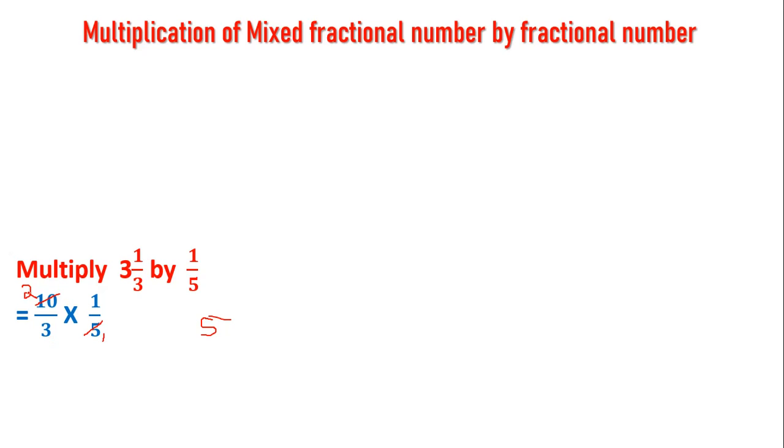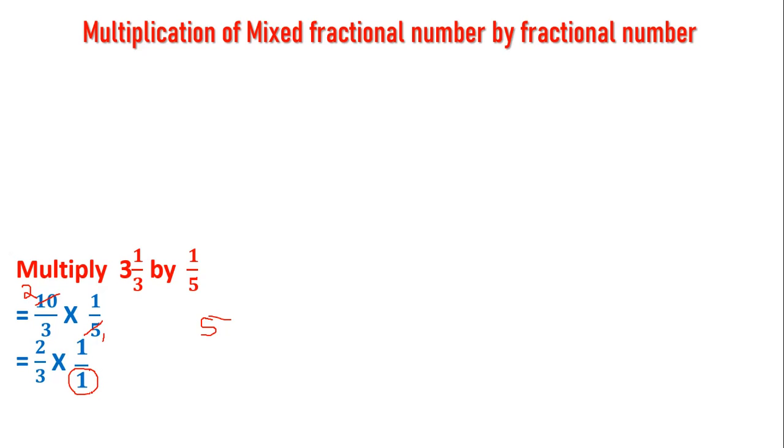Now I will write the fractions. In the first fraction I am left with 2 in the numerator, 3 in the denominator, so I will get the fraction 2 by 3. Next, the multiplication sign I wrote as it is. In the second fraction I am left with 1 in the numerator, 1 in the denominator, so I will write this as 1 by 1, or you don't need to write this one also, it's fine.